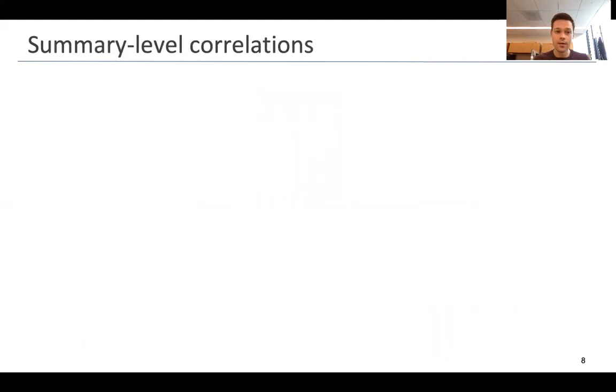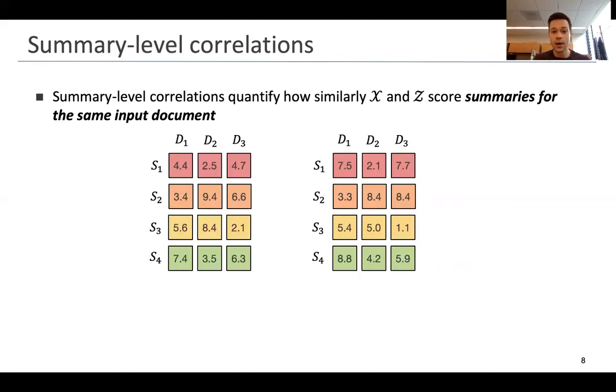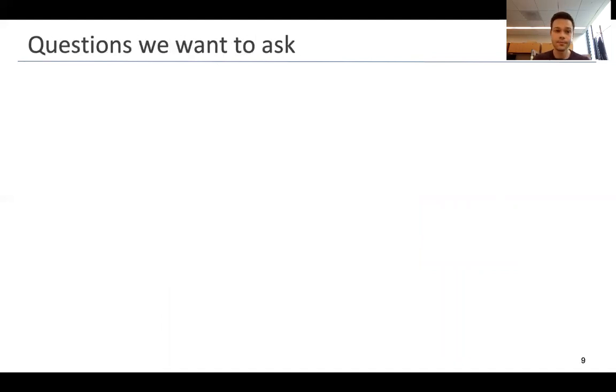The alternative method is called the summary level correlation, which quantifies how similarly X and Z score summaries for the same input document. So given these two matrices, we calculate the correlation for each column in these matrices, and then compute the average of these correlations, which is known as the summary level correlation.